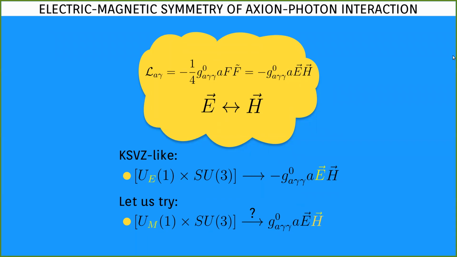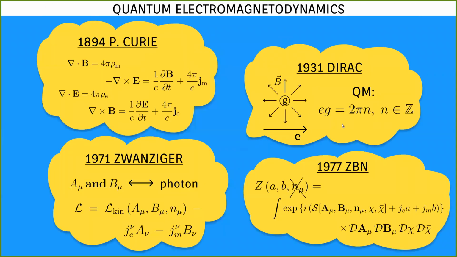So let us try to introduce, instead of the electric U(1) group, the magnetic U(1) group, so to say, which means we consider magnetic monopoles.